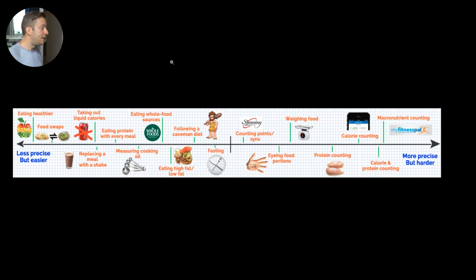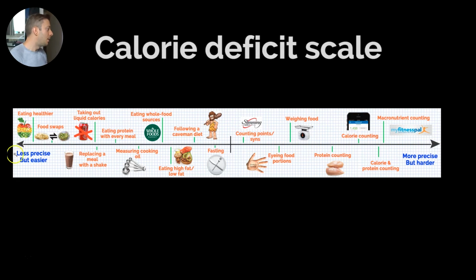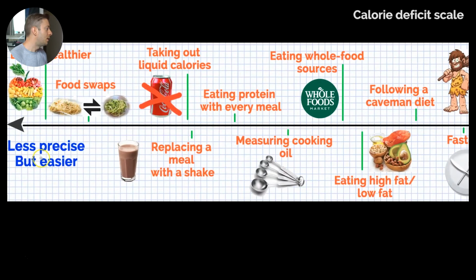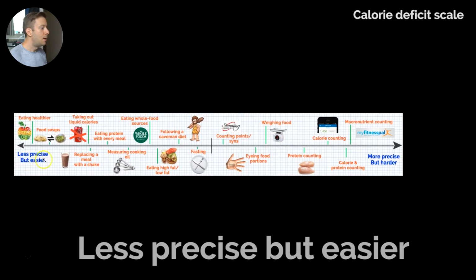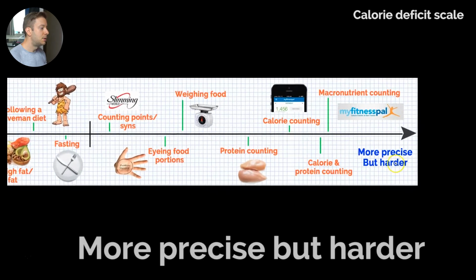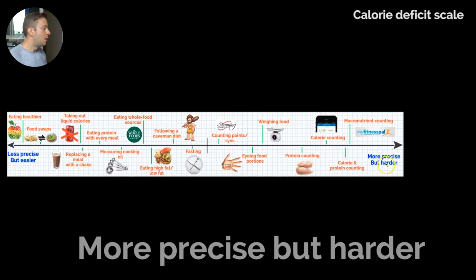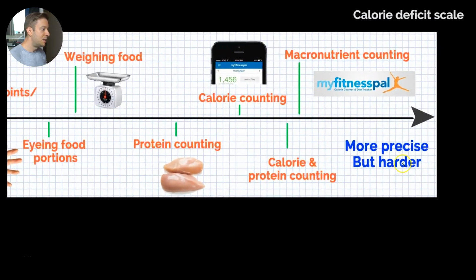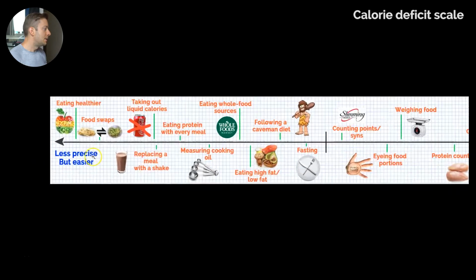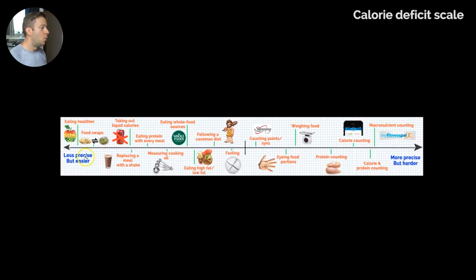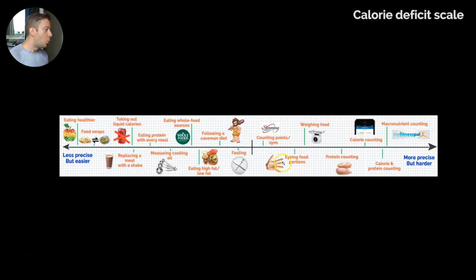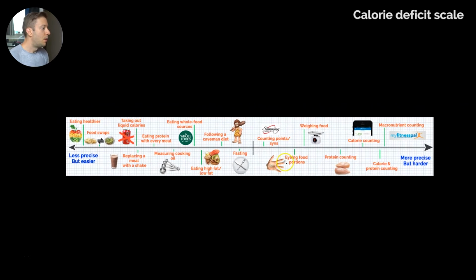So what we have here is what I like to call the calorie deficit scale. On the left here we have the less precise but easier methods, and on the right we have the more precise but harder methods. And just because it's more precise doesn't mean it's better, and just because it's less precise does not mean it's worse. It just depends on what you've done in the past with your dieting, what you understand, what's been working for you, and basically how long you've been dieting for as well.